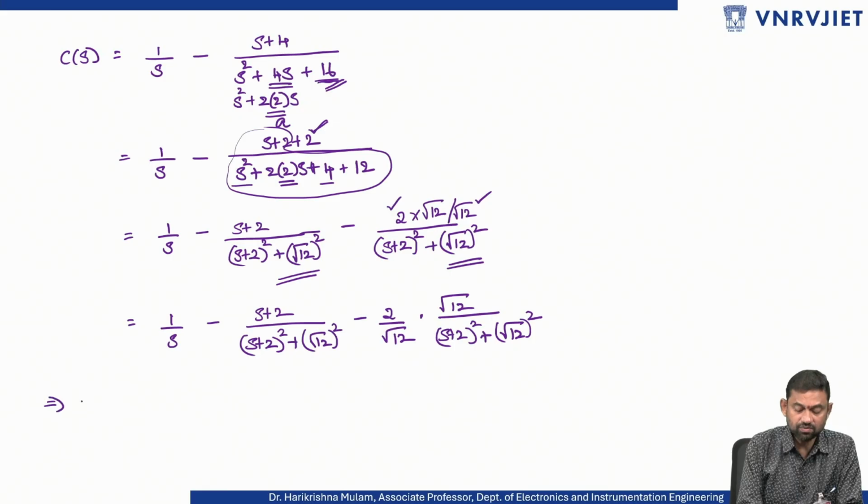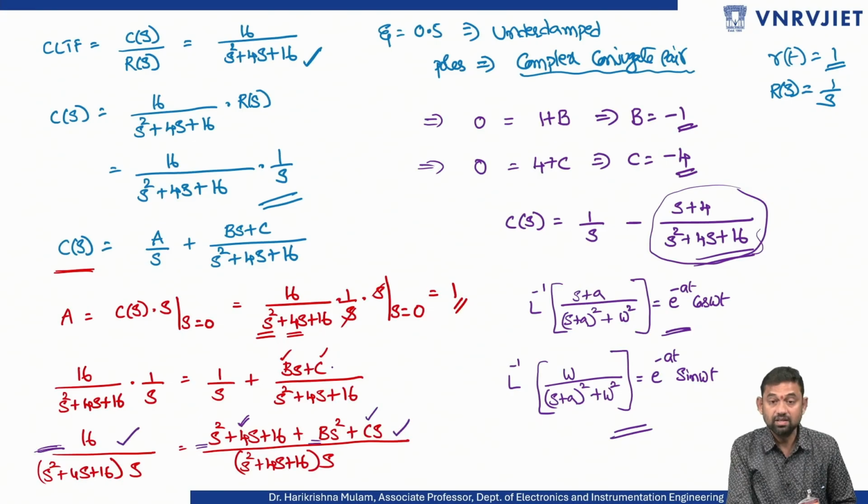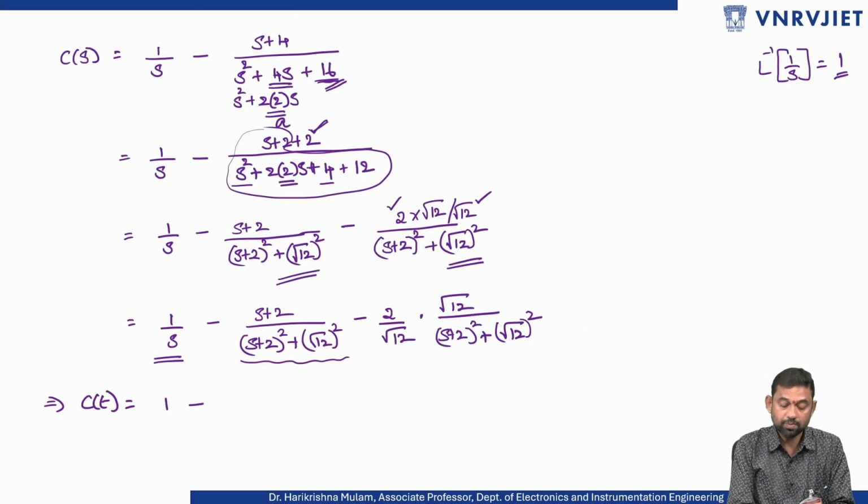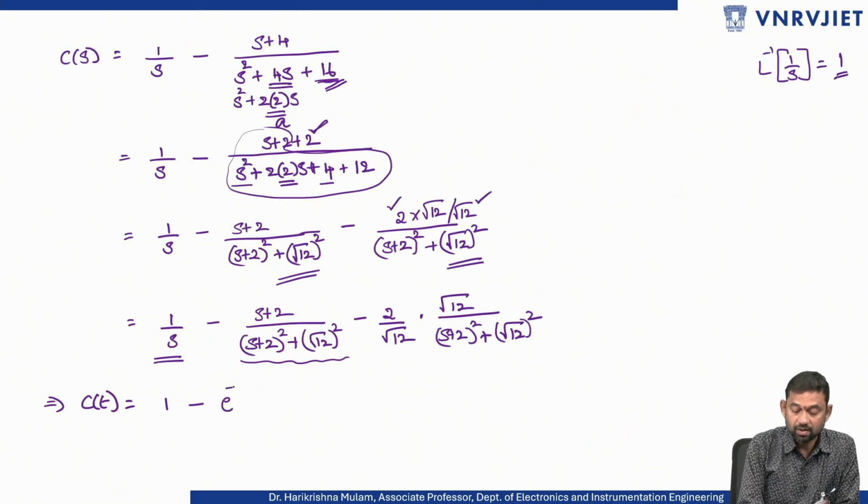Therefore, if you take the inverse Laplace transform of this, C of t is equal to the inverse Laplace transform of 1 by s, which is equal to 1. Therefore, 1 minus, we have already shown the inverse Laplace transform for this, that is s plus a by s plus a whole square plus omega square. Its inverse Laplace transform is e power minus at cos omega t, and for this it is e power minus at sin omega t. So based upon that expression, you can write e power minus 2t cos square root of 12.